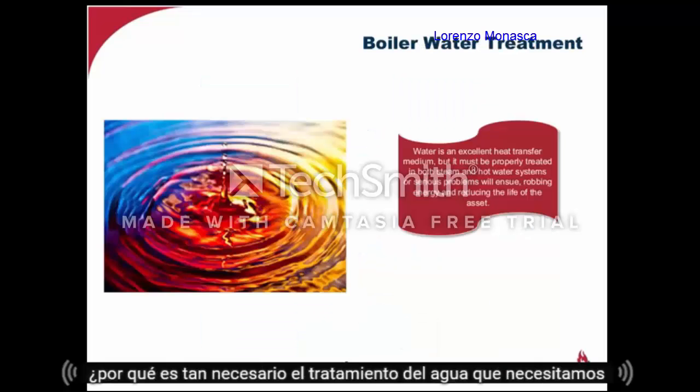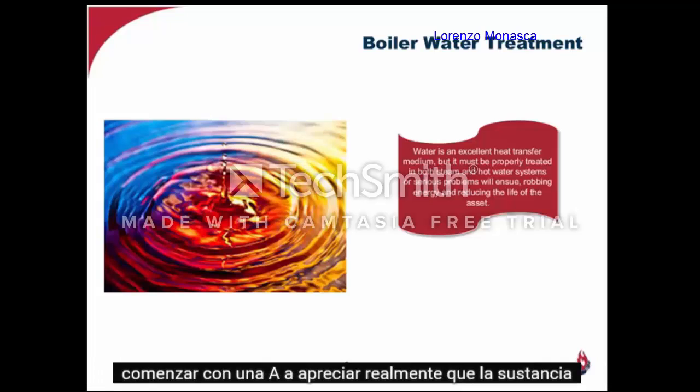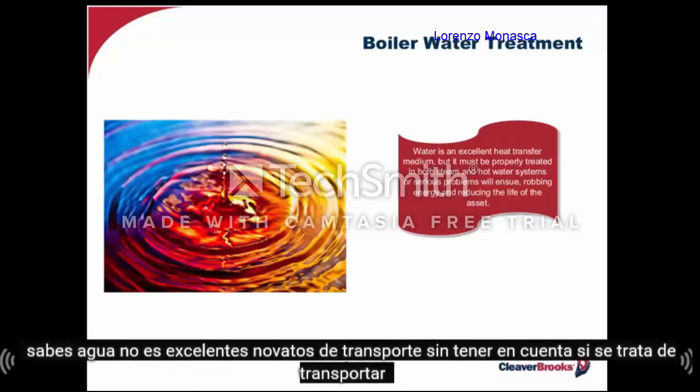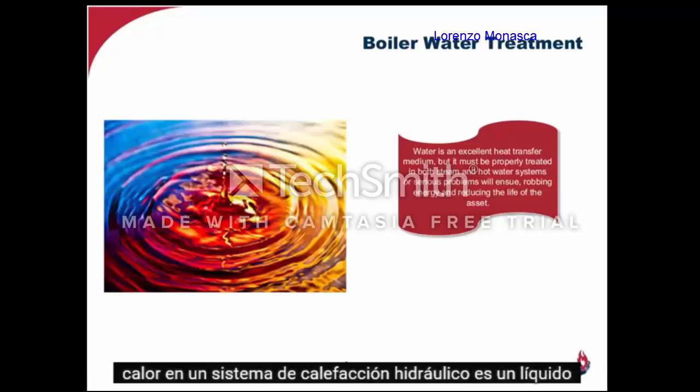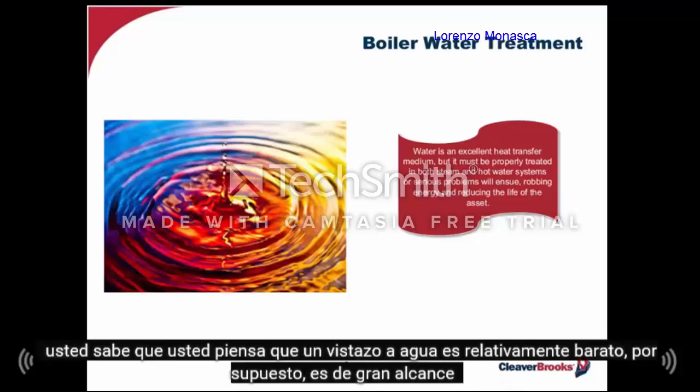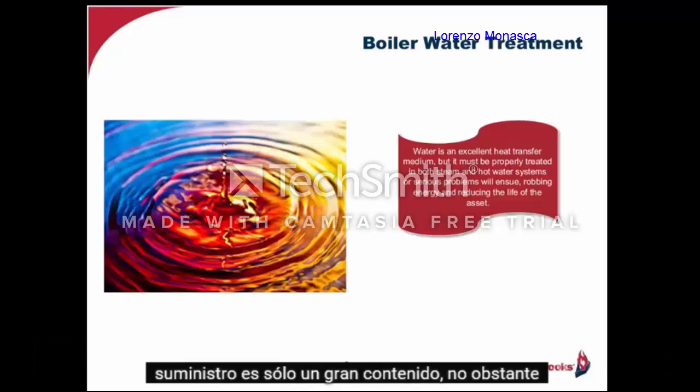Beginning with why water treatment is so necessary, we need to start with really an appreciation of the substance. Water is an excellent transporter of heat, regardless if it's transporting heat in a hydronic heating system as a liquid, or if it's gone through a change of state and it's in a vapor for a process. If you take a look at water, it's relatively cheap. Of course, it's bountiful in its supply, and it's just a great substance.